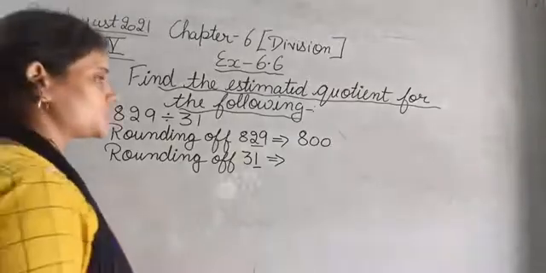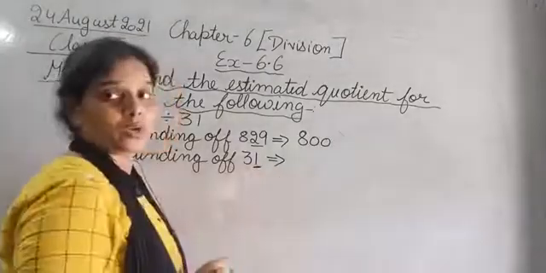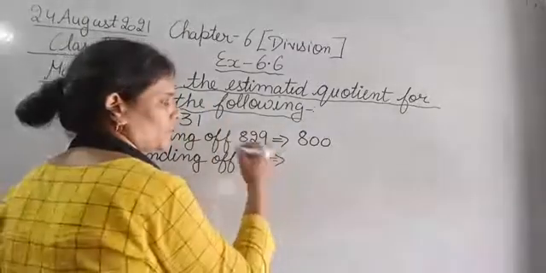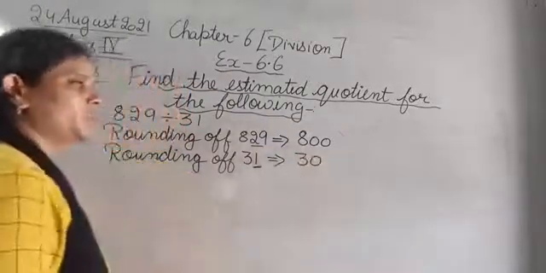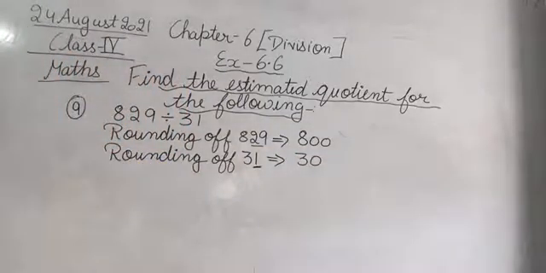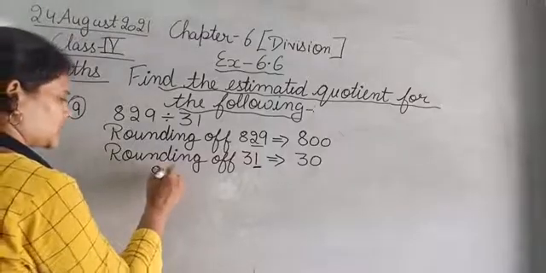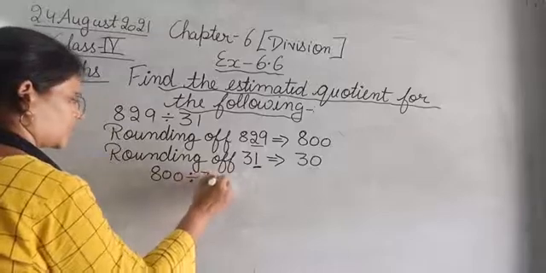So at ones place we are having 1, which is less than 5. So we are going to round it off to the previous tens. 31 से पहले वाला tens कौन सा होगा? That is 30. So we will round off 31 and it will become 30. So now we got the new estimated dividend and divisor, that is 800 divided by 30.